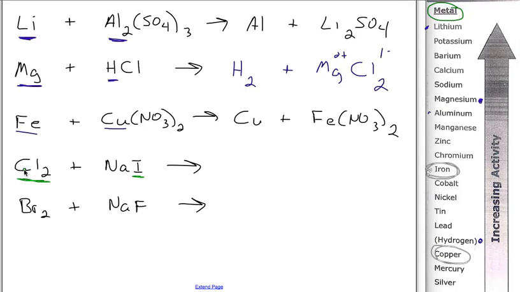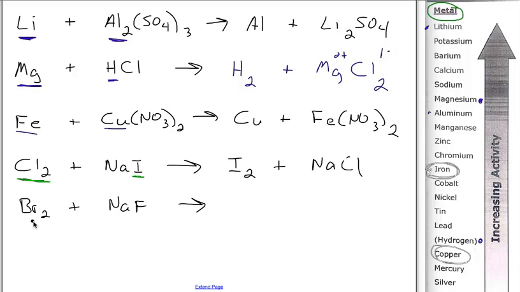And so look at your halogens, chlorine and iodine. Chlorine is higher in the family than iodine is, and so chlorine will replace the iodine, and we will get the iodine coming out by itself. It's diatomic, so it needs a 2, and we'll have the sodium and the chlorine combined to make sodium chloride.